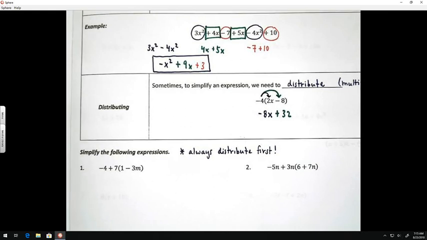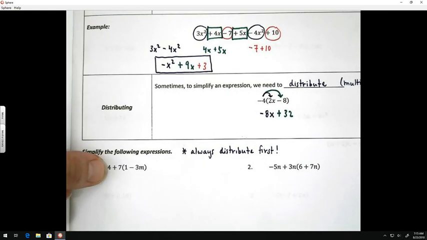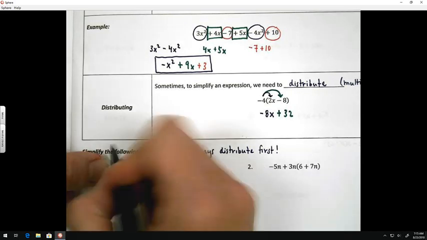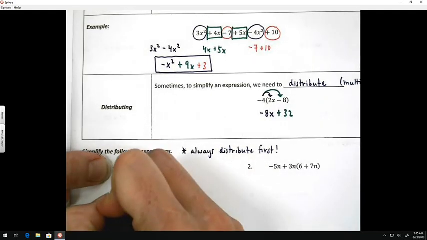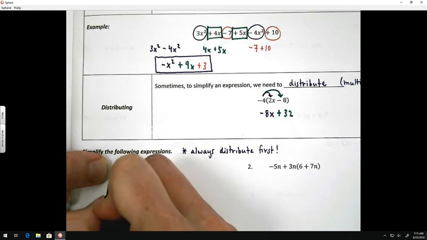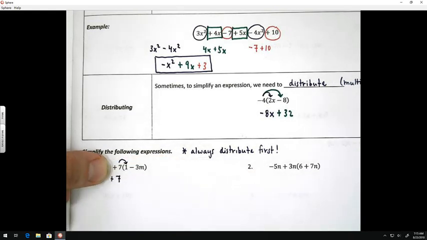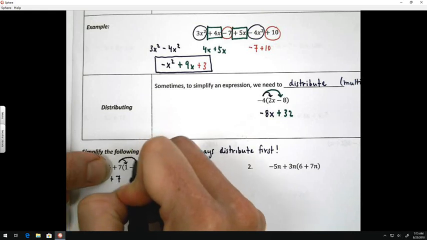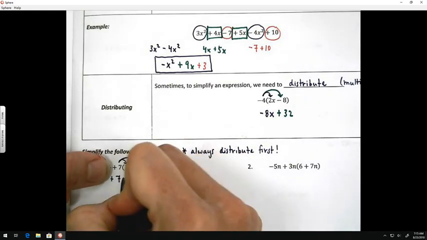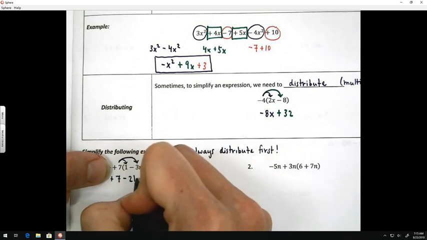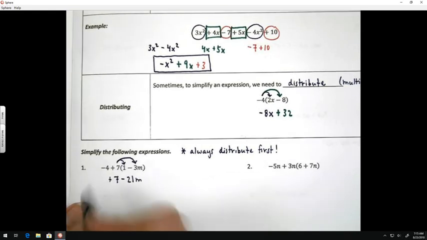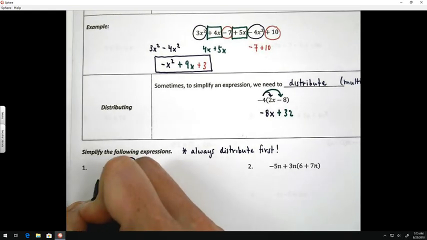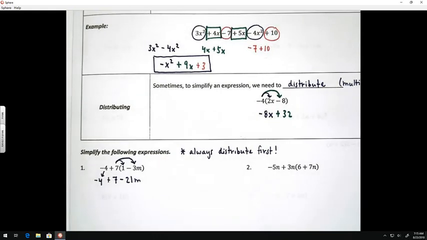So for number 1, to get started, I'm going to pretend for a second that the negative 4 isn't there, and I'm going to deal with my positive 7. So I'm going to distribute 7 times 1. I'm using multiplication, which gives me a positive 7. And I'm going to put that plus sign so I remember that was positive. Then I have positive 7 times a negative 3, which is going to give me a negative 21. And then I'm going to bring down the m. Now, I can't forget about my negative 4. I have to remember to bring that down to my new expression.